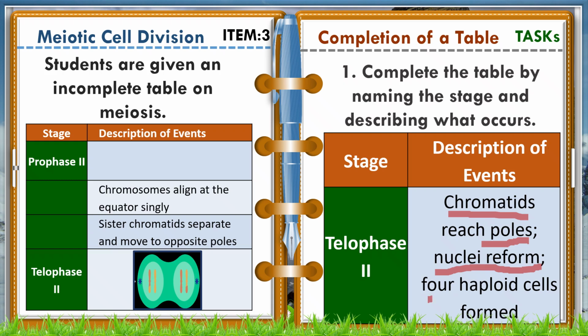And now we have 4 haploid cells that have been formed. Because this one was a single cell, we have got 2 cells coming out of it. But remember, they were 2 single cells, and when division takes place, they become 4 haploid cells. So that is what takes place during telophase 2.